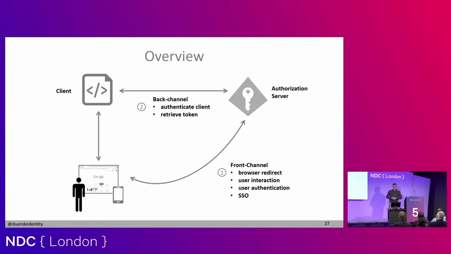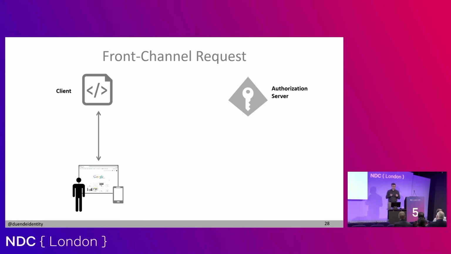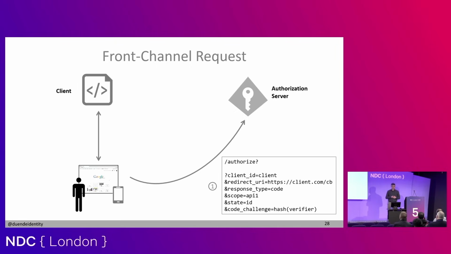And then there is a back channel phase where we retrieve the access token. Let's look a bit deeper into it. The front channel is a redirect to the authorization endpoint of the authorization server, where we include a number of parameters. What client is calling, the client ID? Where do we want the response to be sent back? The response type code, to use authorization code flow.